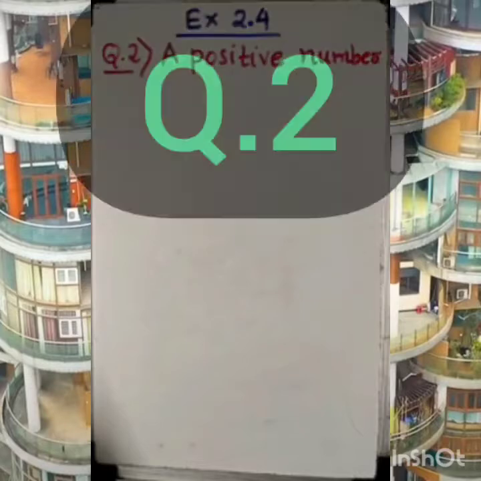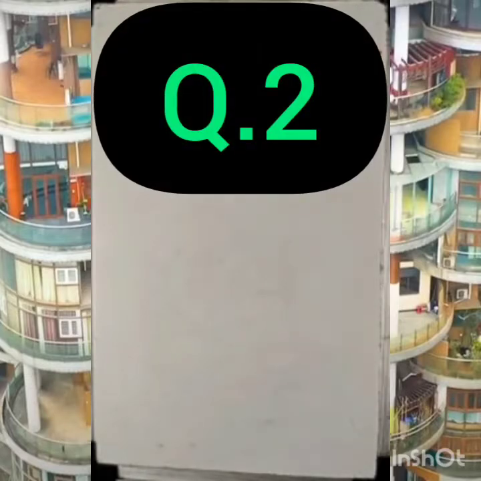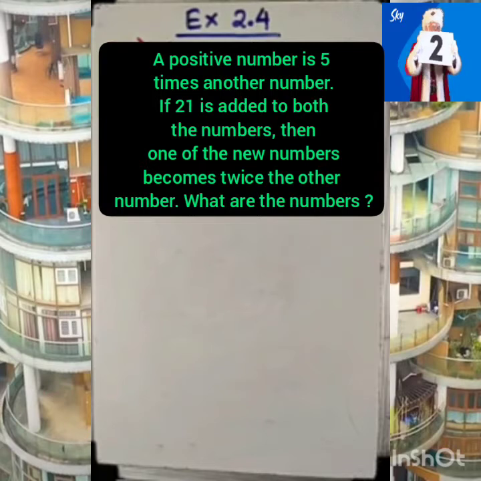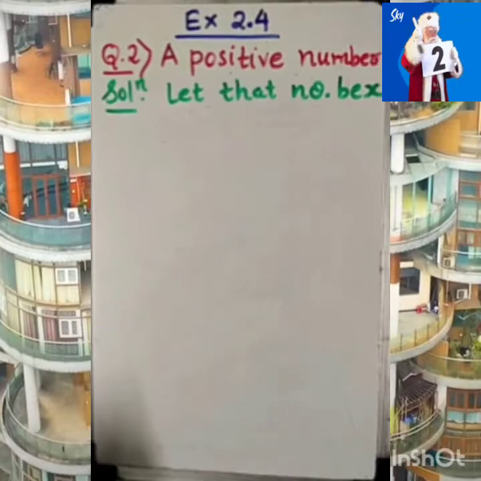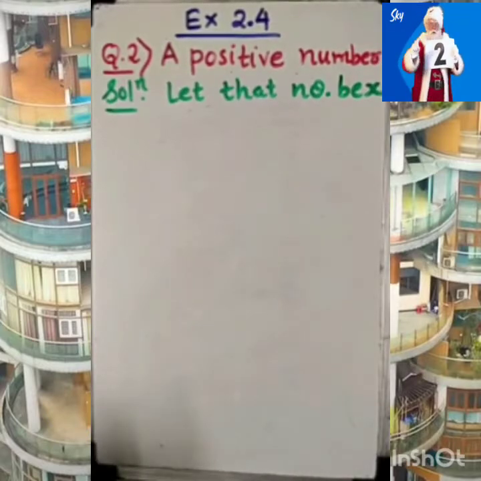So question number 2 is on your screen, dear student. Let me read it. A positive number is 5 times another number. If 21 is added to both the numbers, one of the new numbers becomes twice the other new number. What are the numbers? Okay, the two numbers we have to find. So for one number we will consider, let that number be x. We have written the first line.